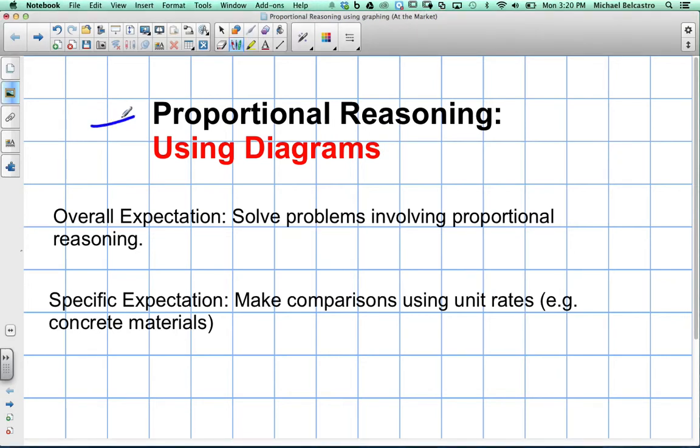We're going to be looking at proportional reasoning, and the method we're going to use is by using some diagrams. Our overall expectation is to solve problems involving proportional reasoning, and the specific expectation is to make comparisons using unit rates, and we're going to try to use some concrete materials.